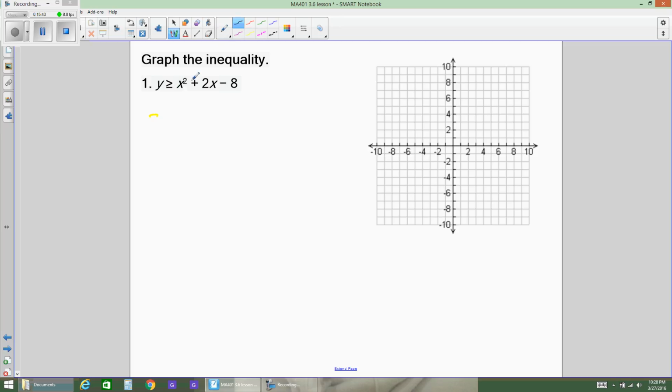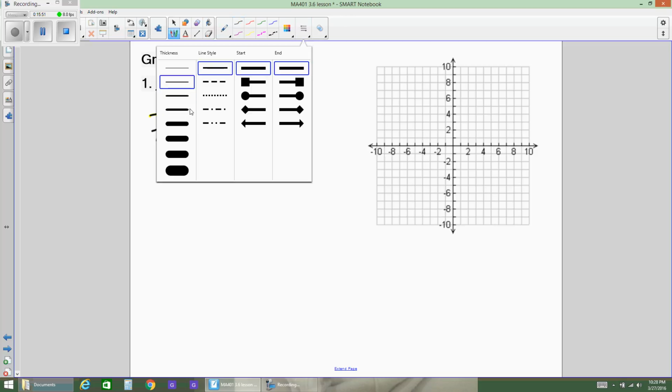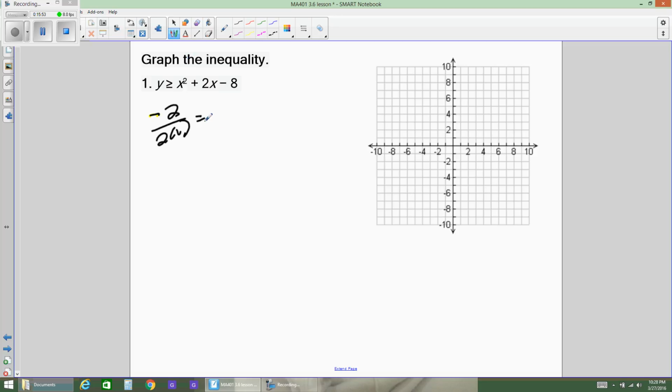Whoops, I'm still in yellow here. I've got negative 2 over 2 times 1. Okay, so negative 2 over 2 is negative 1. So I'm going to have negative 1. On either side of a negative 1 is a 0 and a negative 2. And then one more unit out from that is a 1 and a negative 3.